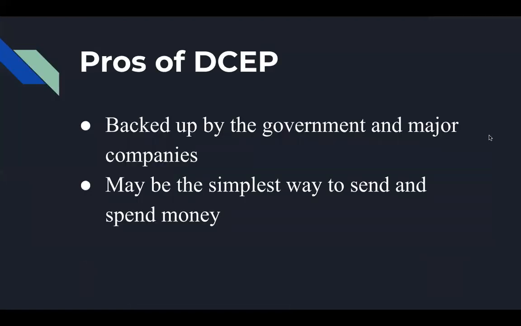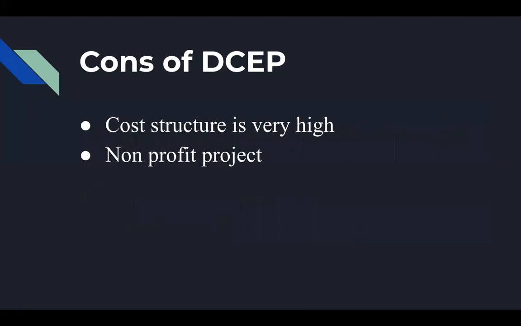And here is the pros and cons part. About the pros of DCEP: it is backed by the government and major companies. And the second is that it may be the simplest way to send and spend money. And there are some cons of DCEP, of course. The first one is that the cost structure is very high, so maybe we could adjust and optimize it afterwards. And the second one is that it is a non-profit project. Non-profit means nobody will receive any profits from it, so we can think it over and find a good solution.